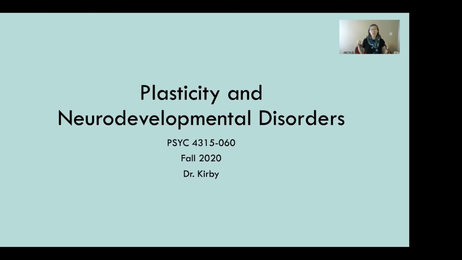So now that we've learned parts of the brain and how the brain develops and how the rest of the nervous system develops, now let's look more at plasticity of the brain. So once it's developed in an adult, how does it change with experience? And how could those changes go differently to create neurodevelopmental disorders?